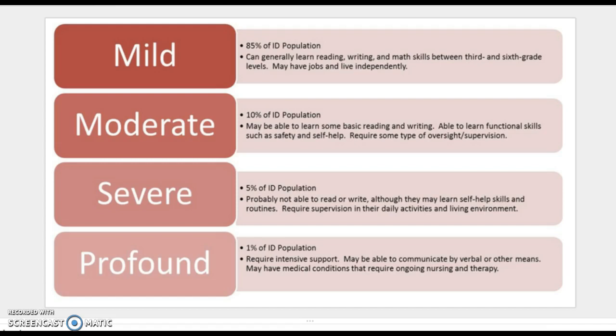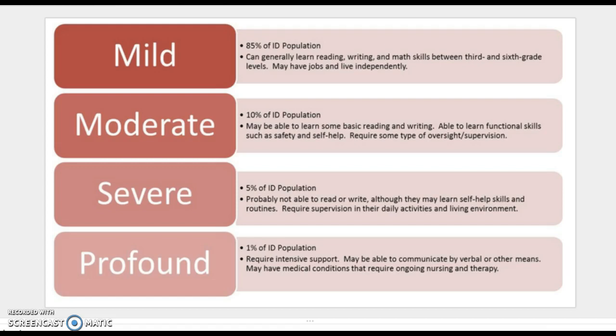Now, down to moderate, about 10% of the ID population have a moderate case. They may be able to learn some basic reading and writing skills, and they also may be able to learn functioning skills such as safety and self-help. However, they will require some type of oversight or supervision. If we move down to severe, about 5% of the population have a severe case of ID. With this, they probably will not be able to read or write, although they may learn self-help skills and routines. They will also require supervision in their daily activities and living environment.